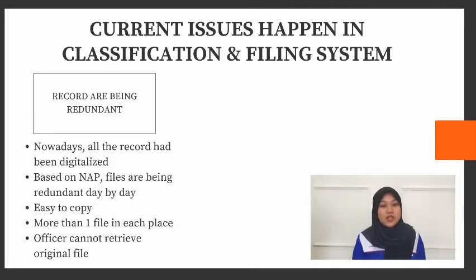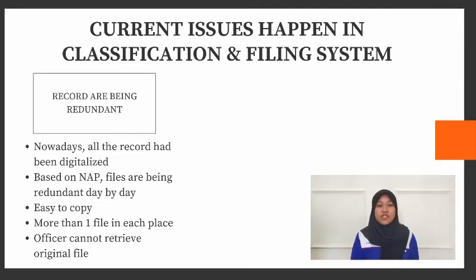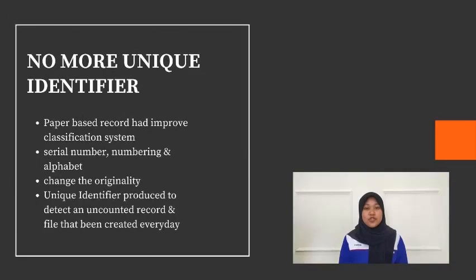Sometimes in the organization itself, more than one file is created in each place, and it becomes redundant from place to place. This will make the officer unable to detect the original file itself, because they do not know where the original files have been placed by other people. Next, the current issues that happen in classification and filing system nowadays.